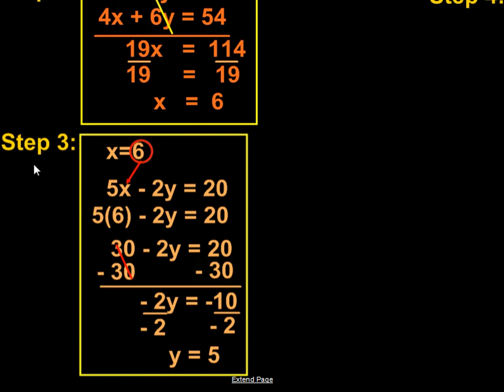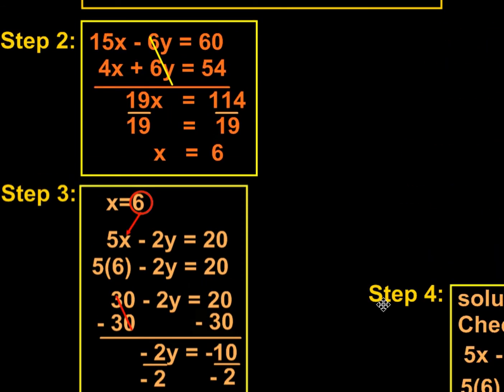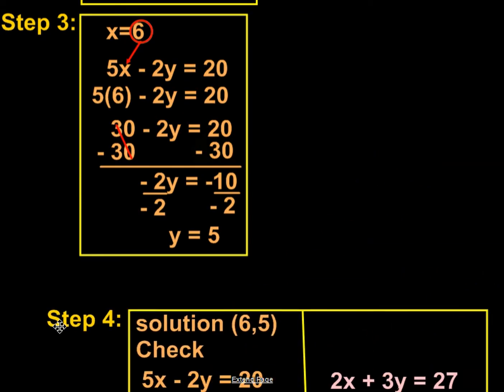So now I can go to step 4 with a solution. That solution is going to be 6, 5. So let's pull step 4 down here.